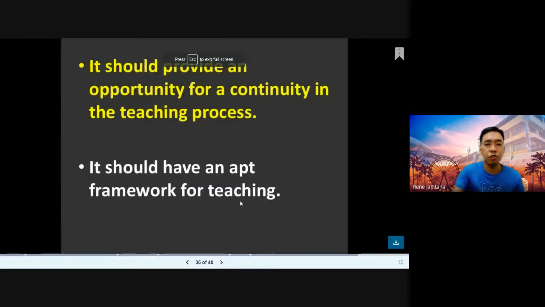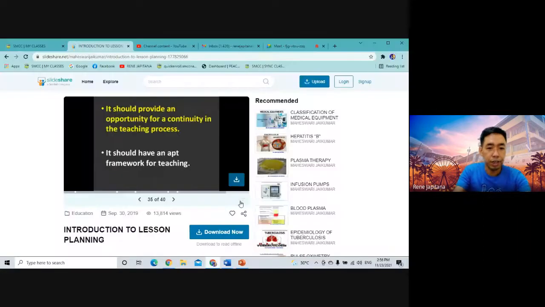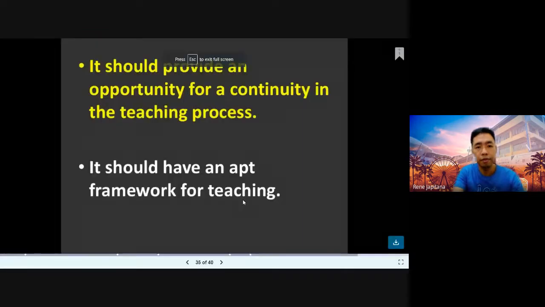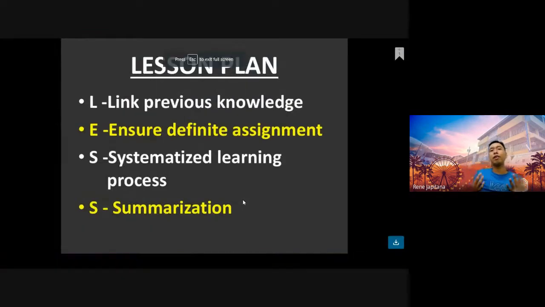To continue, it should have an approach or framework for teaching. So we have here what we call an acronym to serve as a guide in the words lesson plan. So let's start with letter L, link previous knowledge. Now, it was mentioned earlier, so we need to consider the previous knowledge of our learners in crafting our lesson. So that's what we call the previous knowledge, the schema, the stock knowledge of the learners on this topic that we are going to teach. So we need also to consider the previous knowledge that they had.